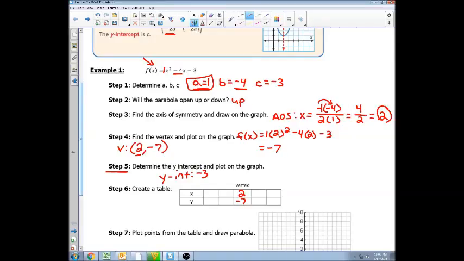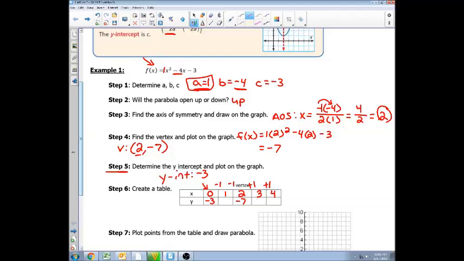So just like we did when we filled in tables when we had vertex form, in order to fill in the rest of my x's, I will add 1. So that would be 3. Add 1. That would be 4. Going the other way, I would subtract 1. So this would be 1. Subtract 1. This would be 0. Remember that your Y-intercept is the Y value when my x is 0. So I can just go ahead and plug -3 into that location.